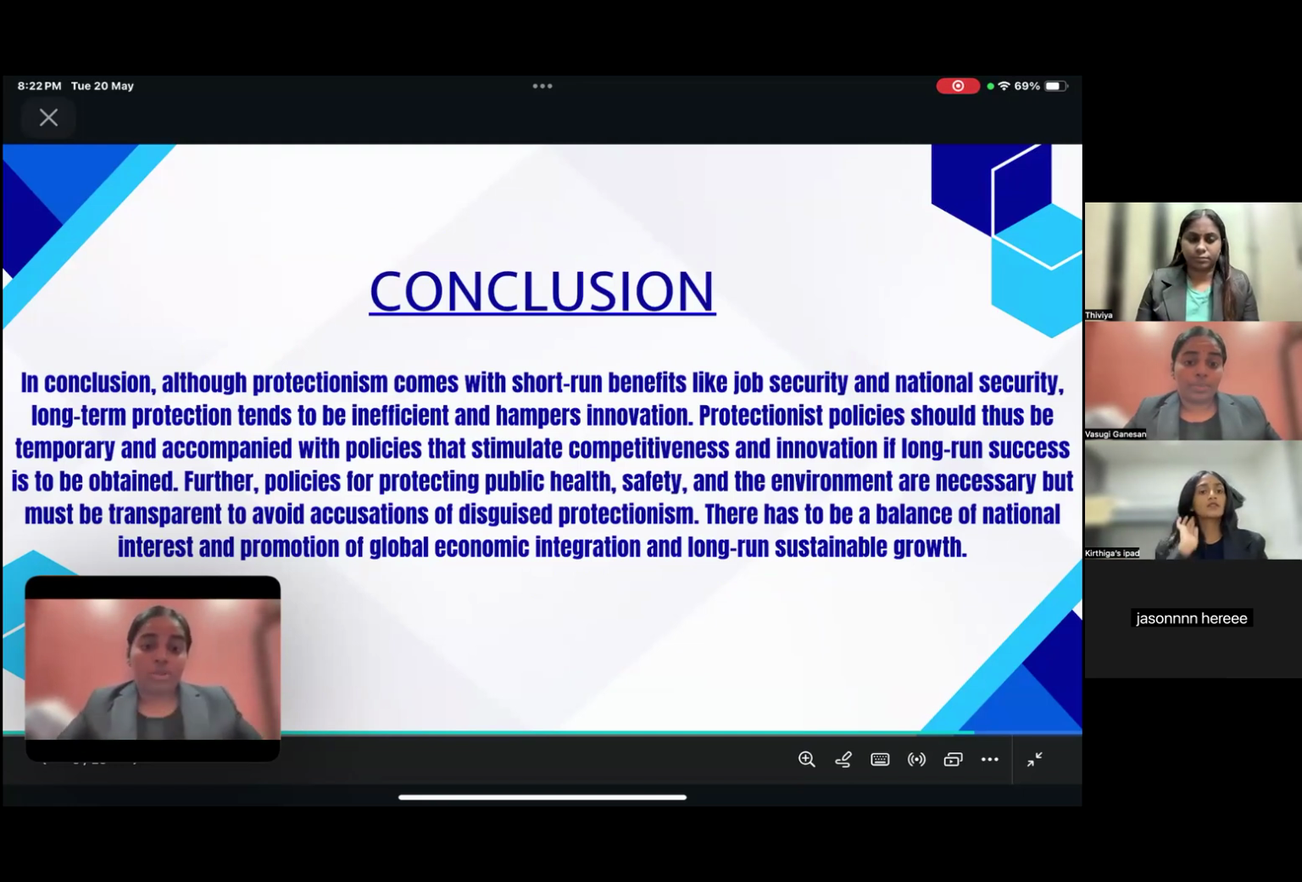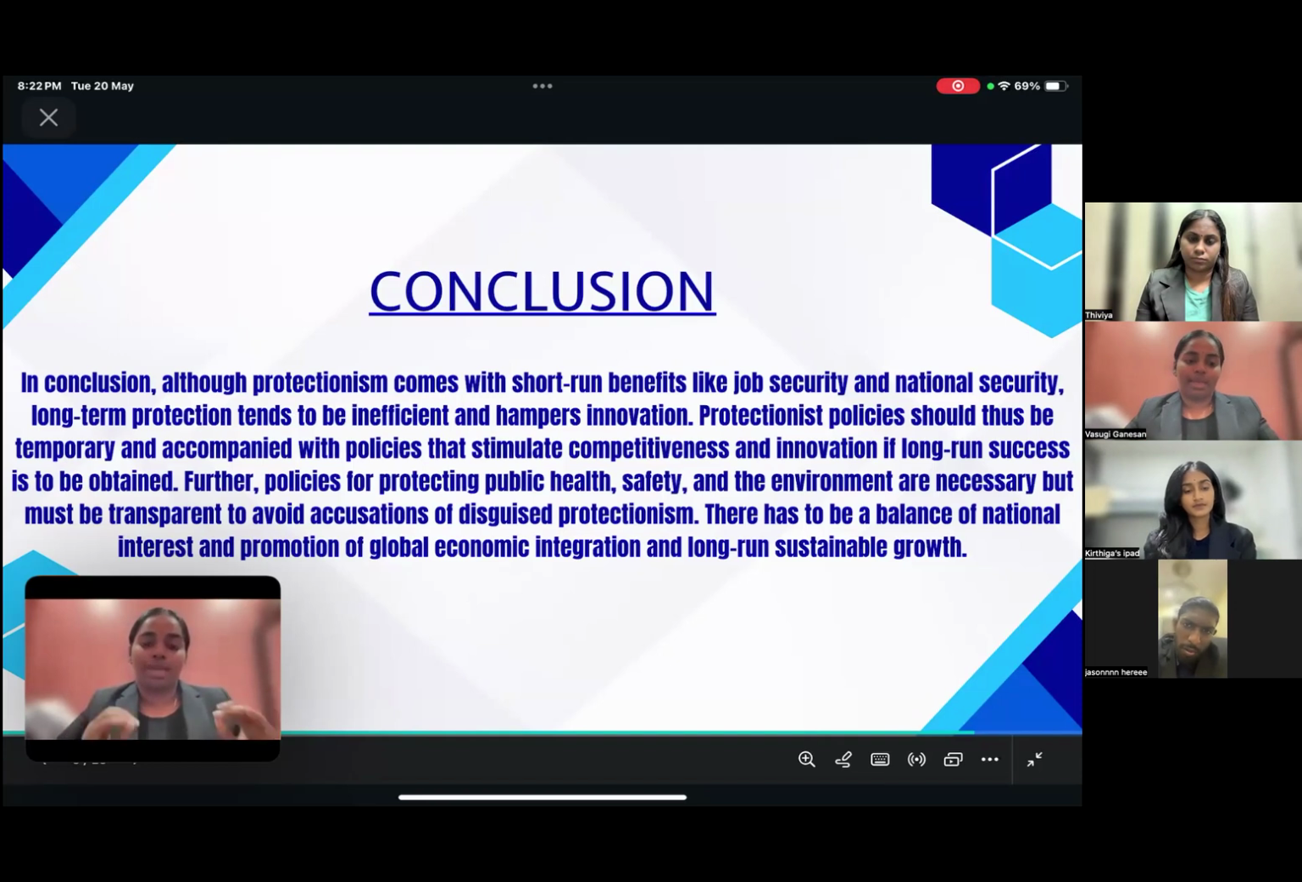Conclusion: although protectionism has immediate advantages such as protecting jobs and national security, it is usually inefficient in the long term and may hinder innovation. Protectionist measures should be used in the short term and complemented by programs that enhance competitiveness and innovation to guarantee long-term prosperity. That's all from me.